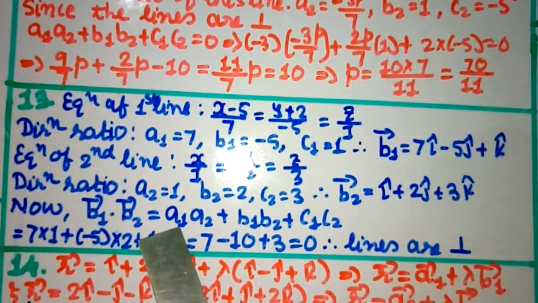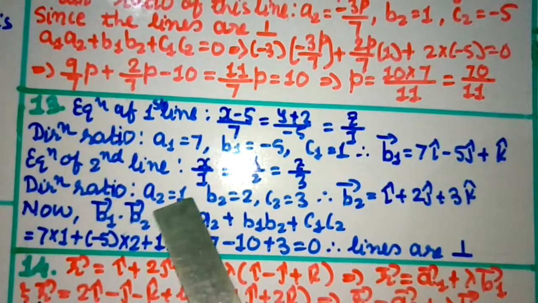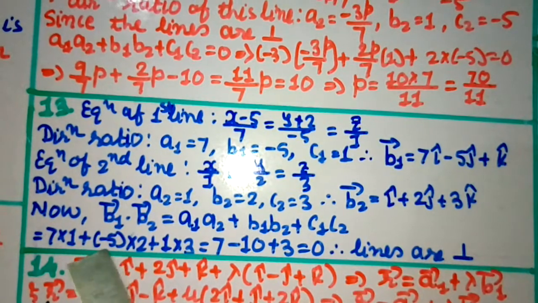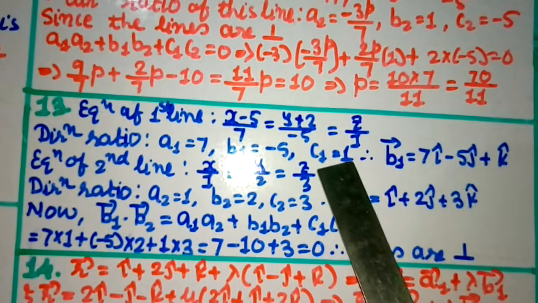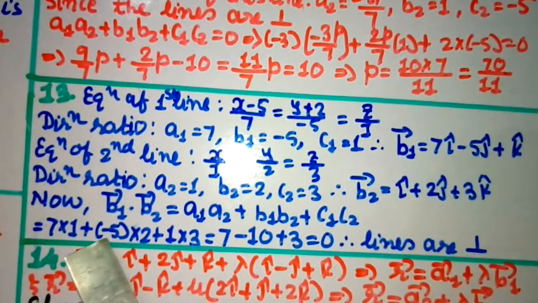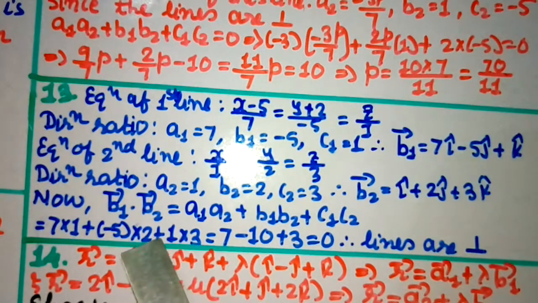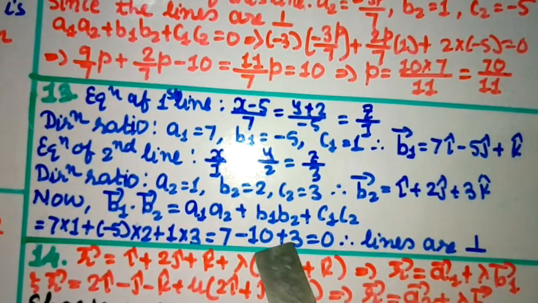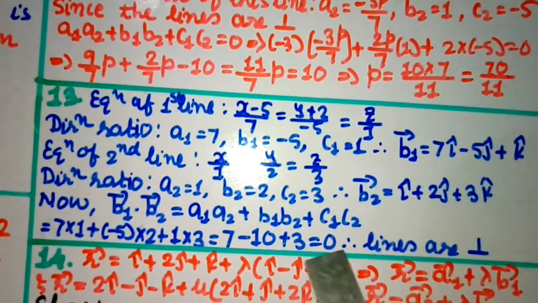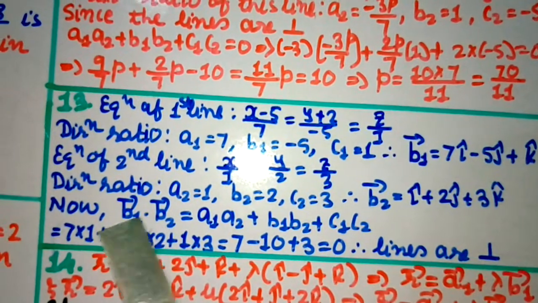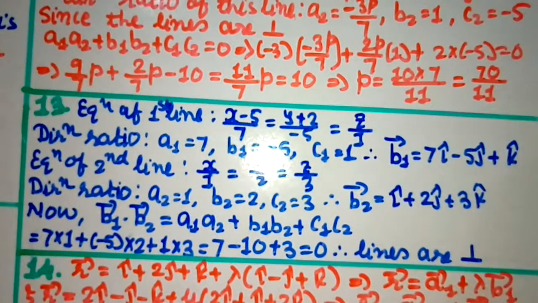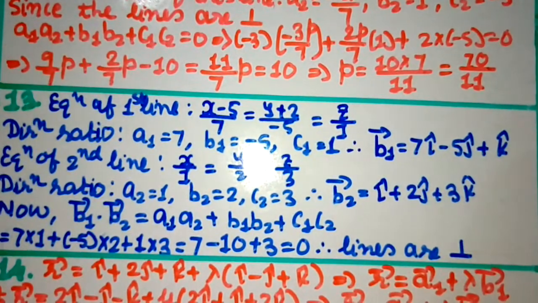So equal to a1, 7, into a2, 1, so 7 into 1, plus b1 minus 5 into b2 2, so minus 5 into 2, plus c1 1 into c2 3, so 1 into 3. That equals 7 minus 10 plus 3. 7 plus 3 is 10, and 10 plus minus 10 gives you 0. That means we have found b1 dot b2 equal to 0. That means the given two lines are perpendicular to each other.